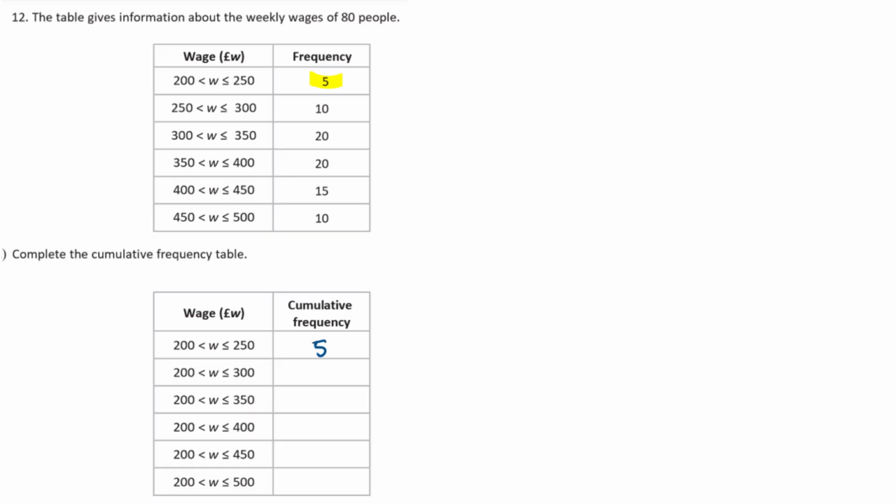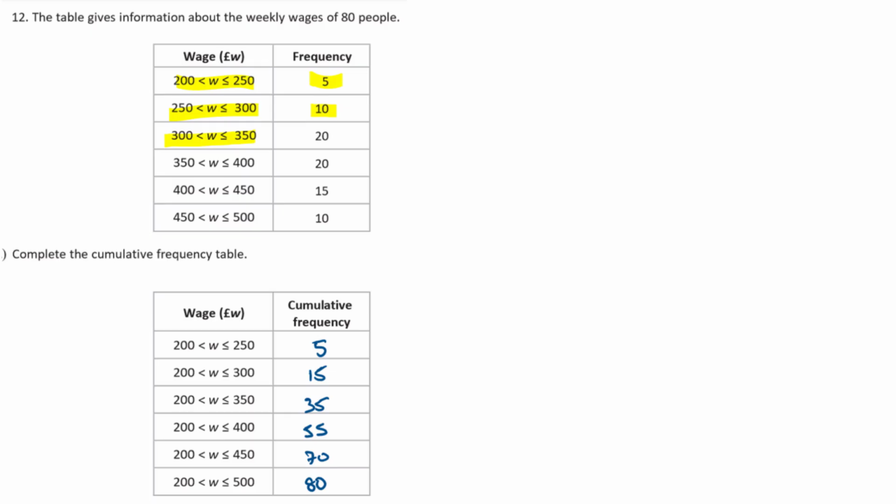Now the next category, 200 to 300, that involves these two categories here. So it's going to be the 5 and the 10 together, which is 15. Next category, 200 to 350, that includes this one as well. It's going to have to add on another 20. So that comes to 35. And we keep doing the same thing. We're just going to add the next one on to the previous one to find the next cumulative frequency. So the next cumulative frequency is going to add the 20, which is 55. Then add the 15, which is 70. And then add the 10, which is 80.